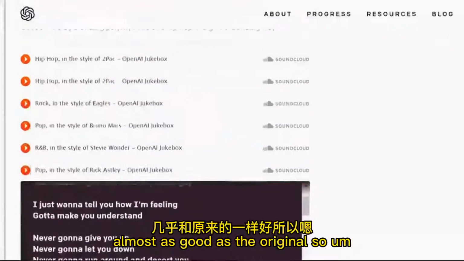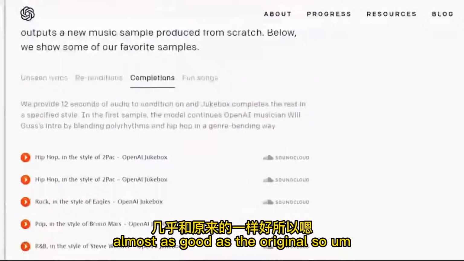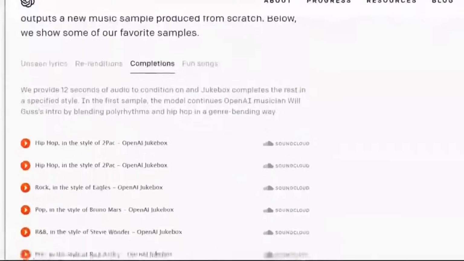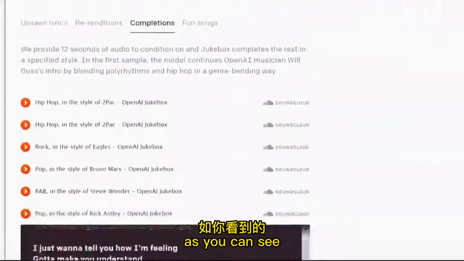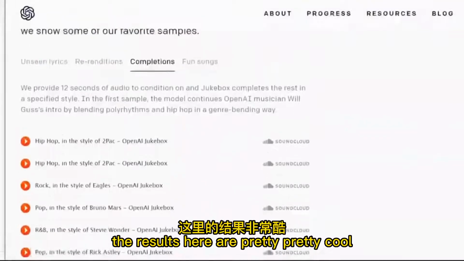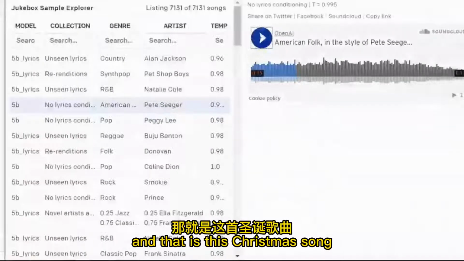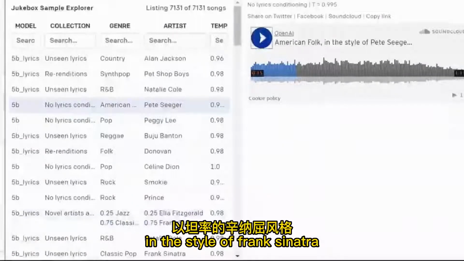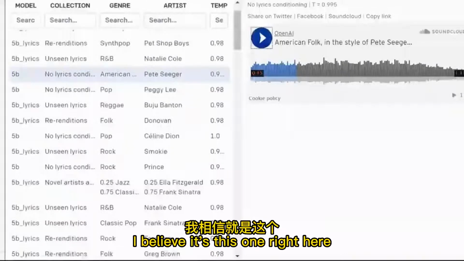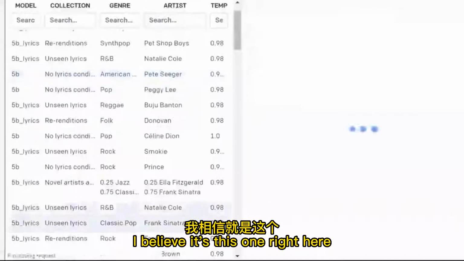Almost as good as the original. So as you can see, the results here are pretty cool. And I want to show you one last thing, and that is this Christmas song in the style of Frank Sinatra. I believe it's this one right here.